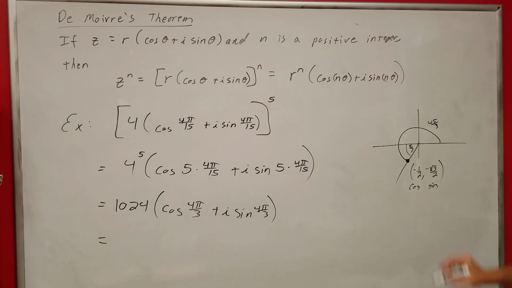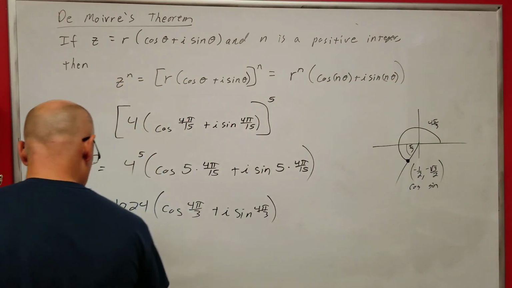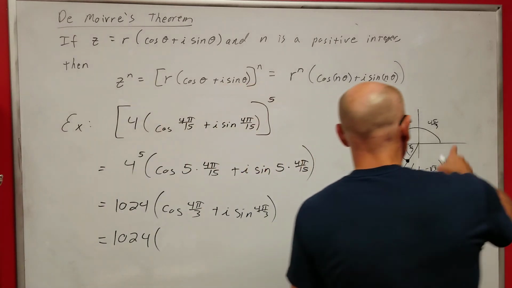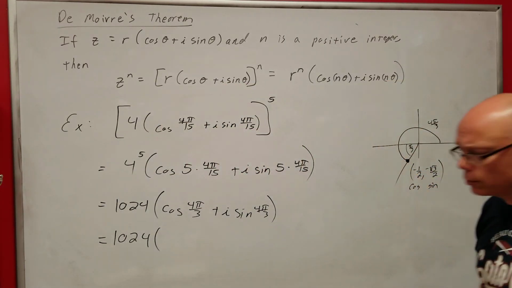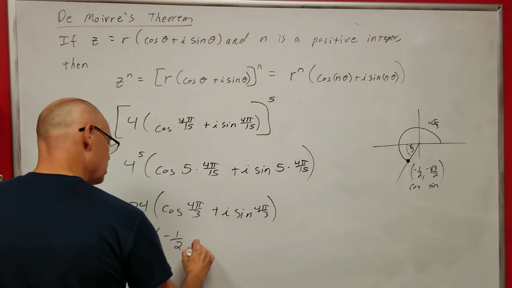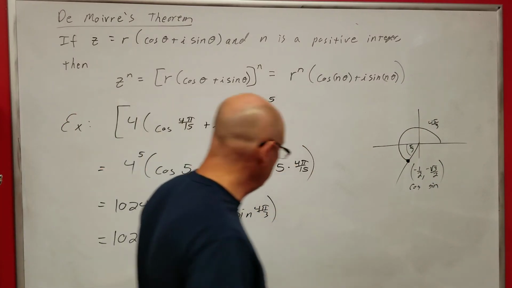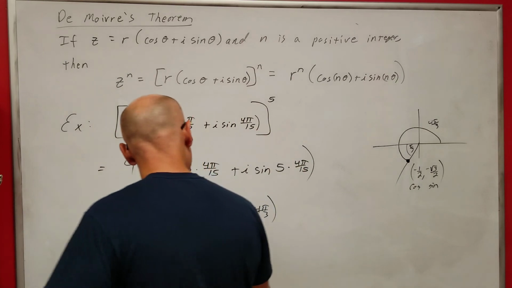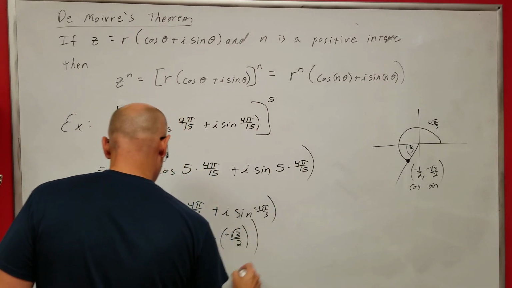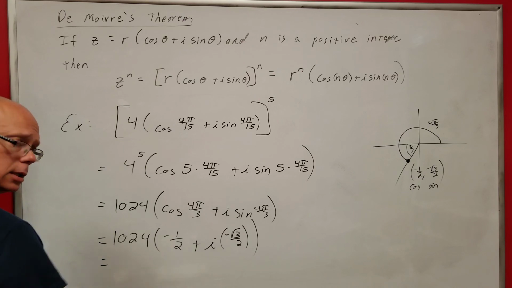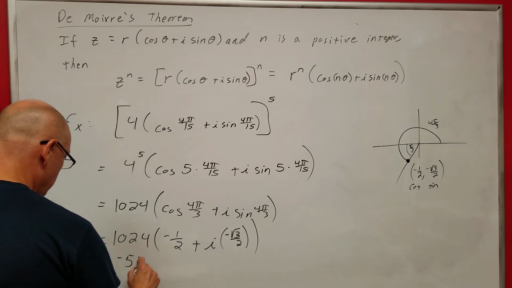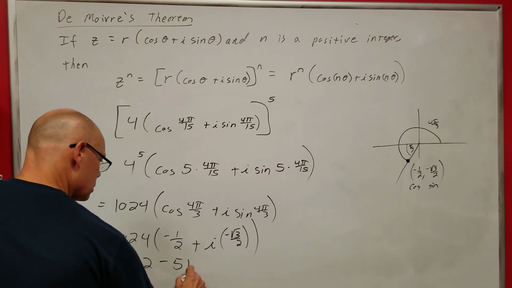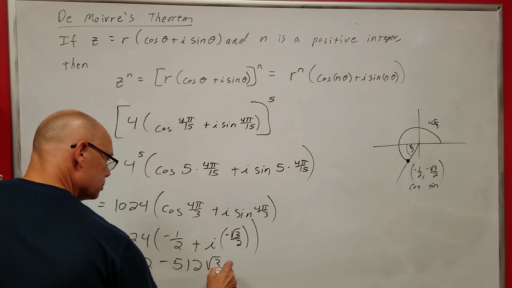Cosine and sine. So I have 1024. What's the cosine of 4 pi over 3? My cosine value is negative 1/2. Plus i times, what's the sine of 4 pi over 3? My sine value is negative square root of 3 over 2. So what does that give me? If I distribute this 1024, I get negative 512 minus 512 square roots of 3 times i.